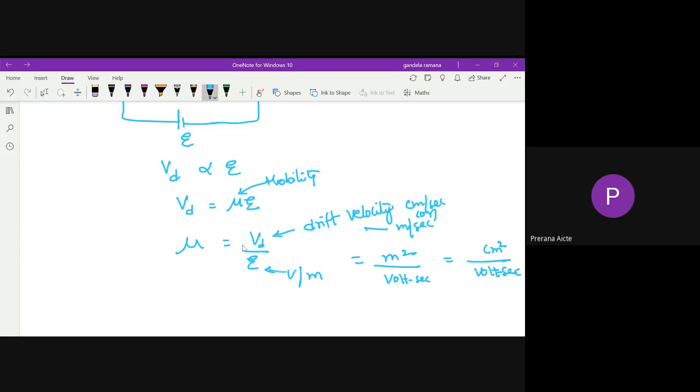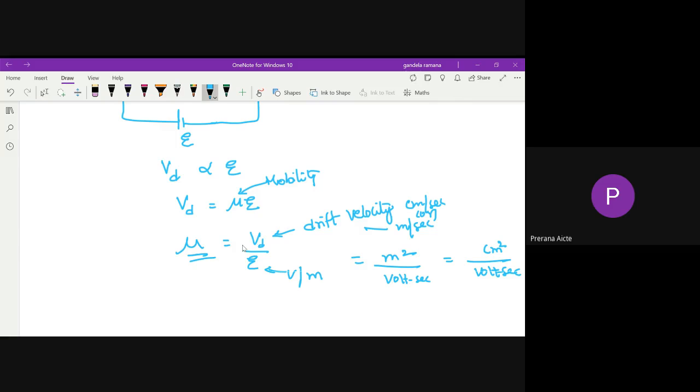Mobility depends on the type of semiconductor or nature of the material. Mobility also depends on temperature and electrical intensity.